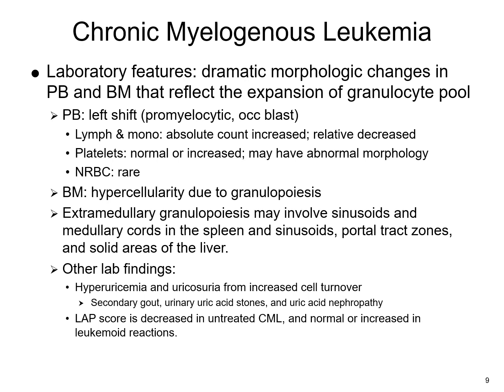Your platelets can be normal or increased, and you can occasionally have some abnormal morphological appearance to them. It's rare to see a nucleated red blood cell, but they may be present. Within the bone marrow, it's going to be hypercellular, again due to the increase in granulocytic production. You can have extramedullary granulopoiesis, which you can see within the spleen and the sinusoids. Other laboratory findings could include an increase in urea, which can cause things like gout, uric acid stones, and uric acid nephropathy.